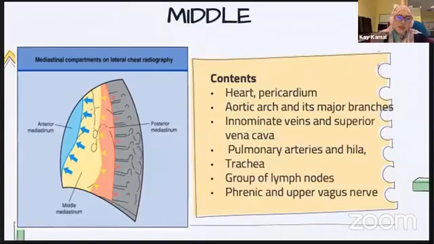So moving on, this is the middle mediastinum, the one in yellow color. So the middle mediastinum is dorsal to the anterior mediastinum, behind the anterior mediastinum. It is from the lower edge of the sternum here, along the diaphragm, and then up to the posterior wall of the trachea. So this middle yellow part is our middle mediastinum. So it has the heart, pericardium, the aortic arch, and the major branches. All this is mostly the heart, pericardium, and the big vessels. And we have the trachea and also lymph nodes and the phrenic and upper vagus nerve.